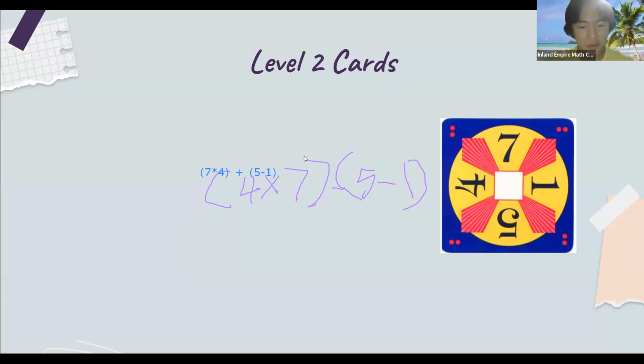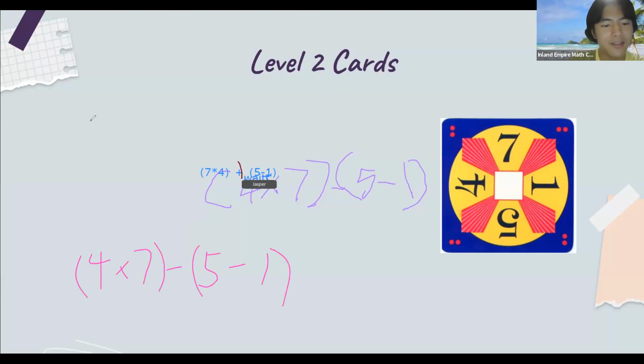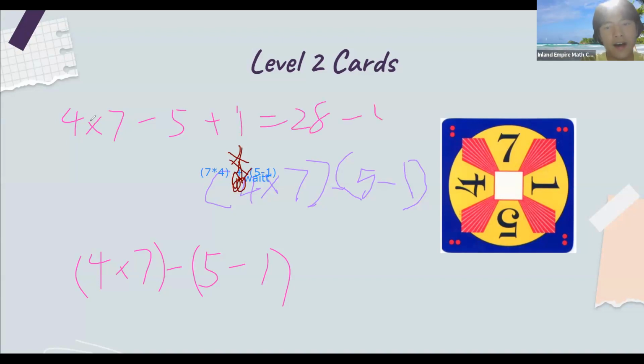Good job, everyone. Good job, Yue. Good job, Loy. Good job, Jasper. You guys got the right answers. You guys are kind of good at this, because some of these took us a little while to solve. Jasper, you're right. That's the right answer. It's 4 times 7 minus 5 minus 1. In this case, you actually don't need the parentheses either, because you could do 4 times 7 minus 5 and then plus 1. Then you would have 28 minus 5 plus 1, which is still 24. Either way works. Good job, guys.